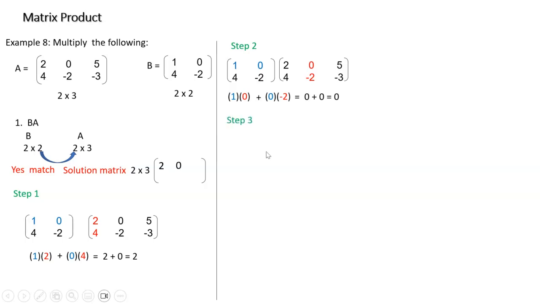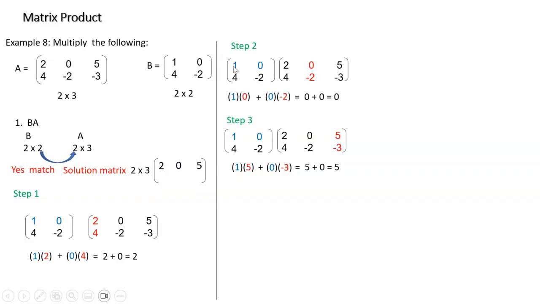Now let's do step 3. So step 3, right, what you have to do is row 1 times column 3. And column 3 will be in red now. So 1 times 5 plus 0 times negative 3. And the answer will be 5. So the 5 goes on the first row, third column.